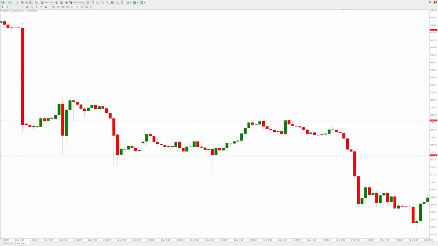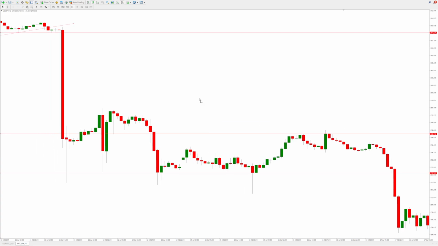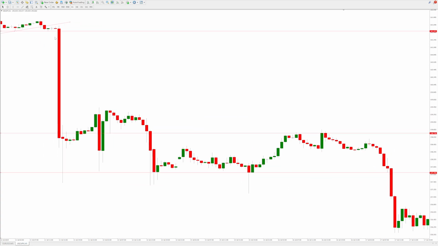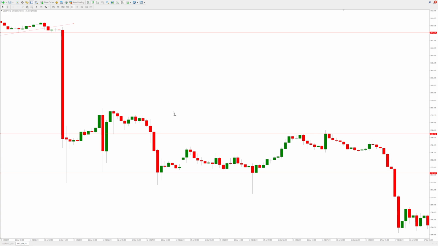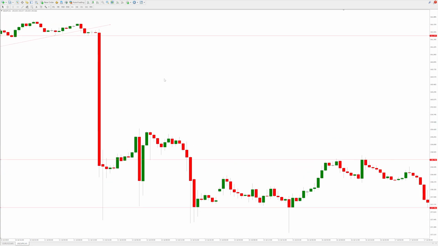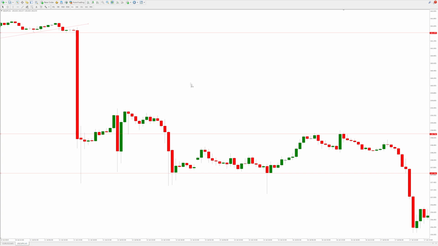Others may have wanted to enter based on this resistance level holding up and enter here. Either way, ample opportunities to capture some action on this downwards move. What I wouldn't want to do is look for buy trades personally. It's clear that we're in a downtrend here, as the price action is showing you.